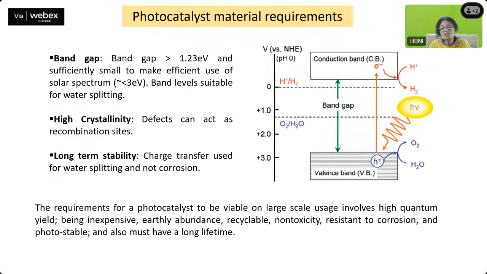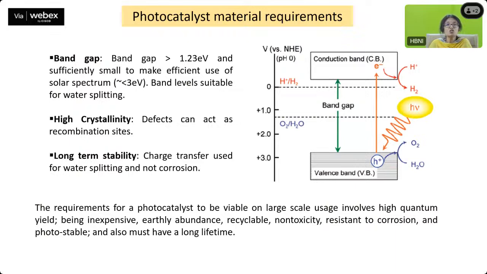So what is the photocatalyst? That is basically the definition. Now what is the photocatalyst material requirement? Over there we said around 1000 nanometer because it was around 1.23 volt which we saw. The band gap of this material has to be greater than 1.23 electron volts and should be sufficiently small to make efficient use of the solar spectrum. In the solar spectrum, the band gap is less than 3 electron volts.